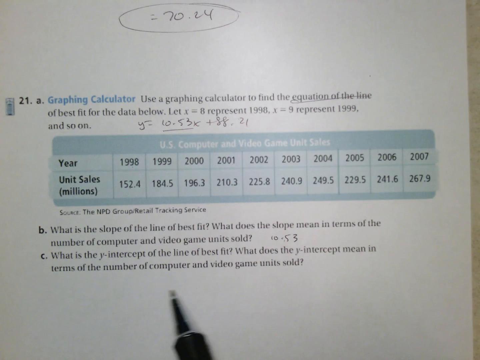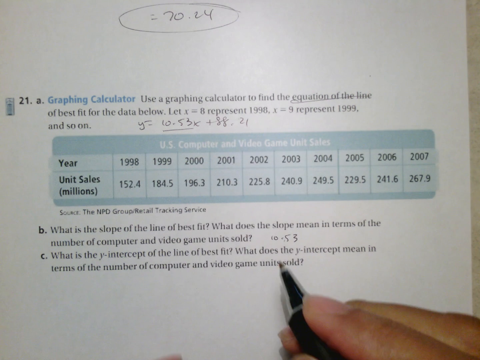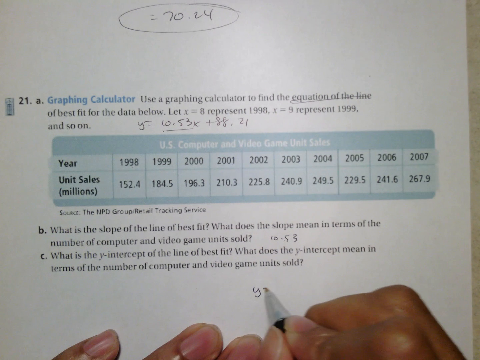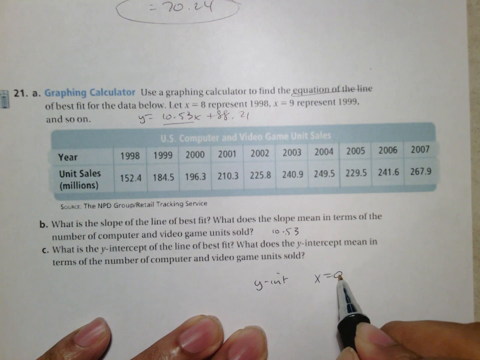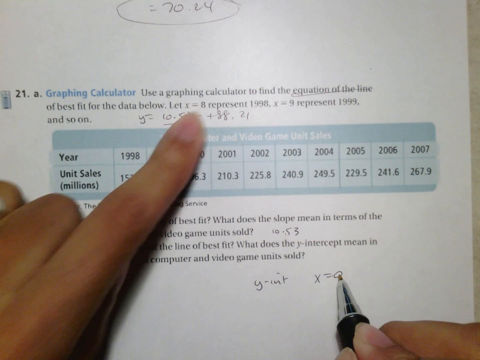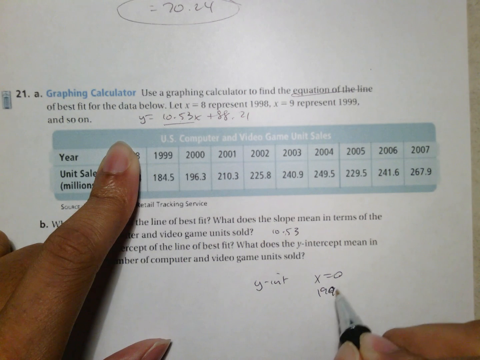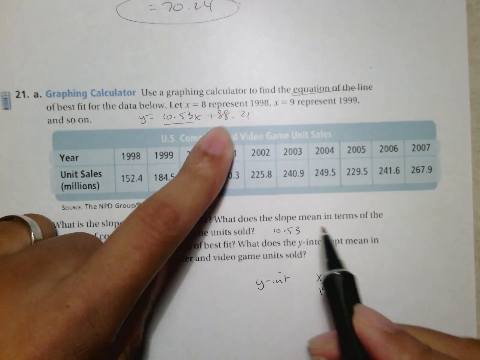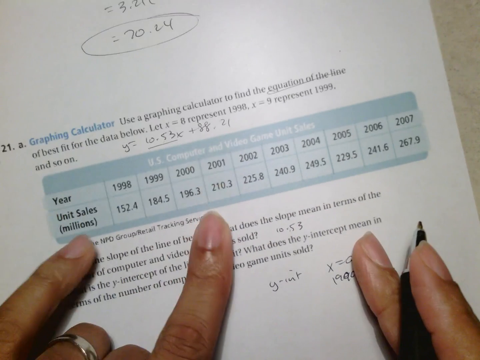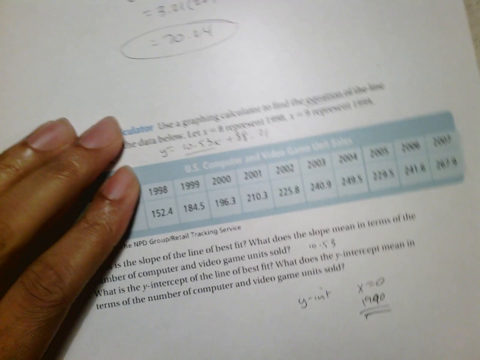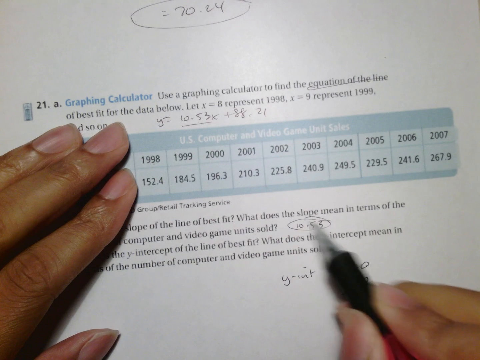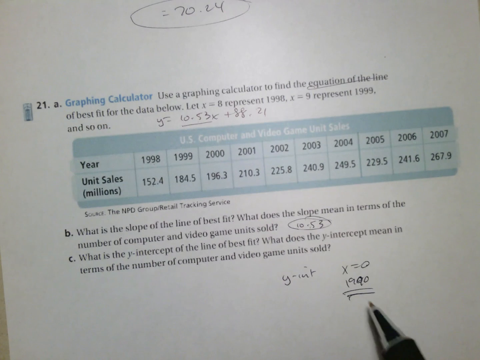What does it represent in terms of the computer and video games sold? If you remember, the y-intercept occurs when x equals 0. So in other words, when x equals 0, based off of this, it would be at 1990. And so this represents the number of millions of video games sold in 1990, based off of this situation. These two things are not always important. It is kind of important to know what the rate of change is, but again, in terms of overall information, you don't usually have to deal with what the y-intercept is.